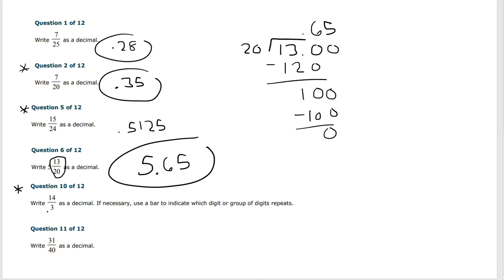Okay, let's look at one where you have to write an improper fraction as a decimal. Remember, with improper fractions, that's where the top number is bigger than the bottom number. So this right here is an improper fraction, 14/3. To write this as a decimal, we're going to do the same thing that we have been doing.